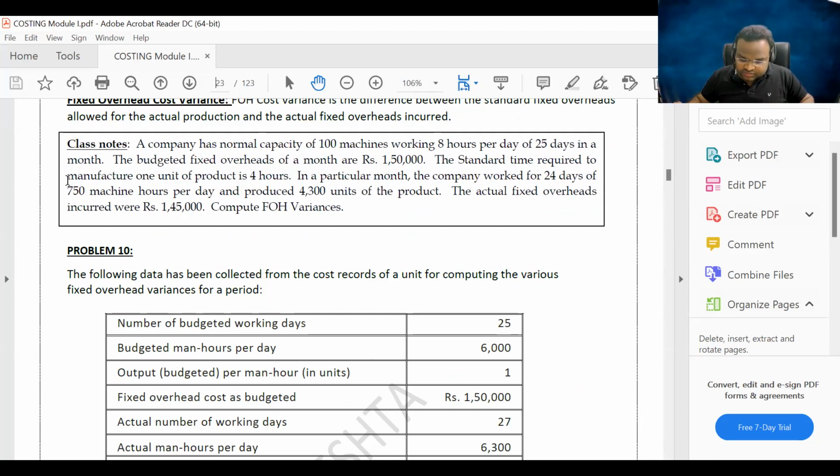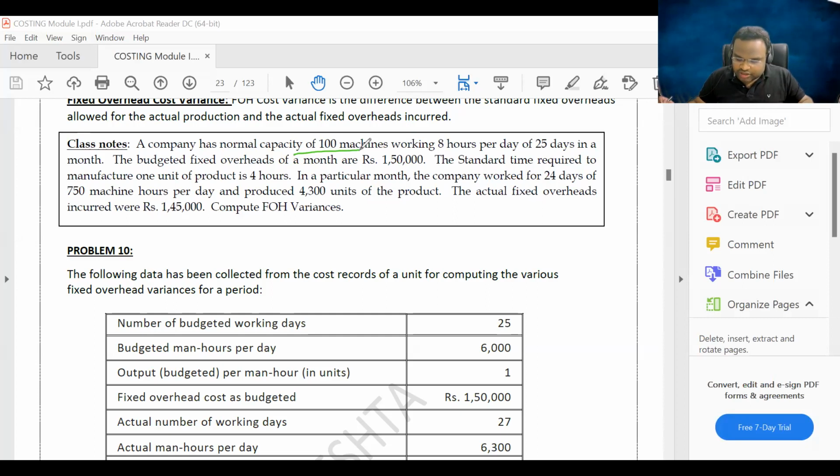Understand clearly. A company has a normal capacity of 100 machines working 8 hours per day for 25 days in a month. Remember very clearly, this is very important. They may ask this question in 5 marks or 8 marks. A company has a normal capacity because the fixed rates are always calculated based on the normal capacity.